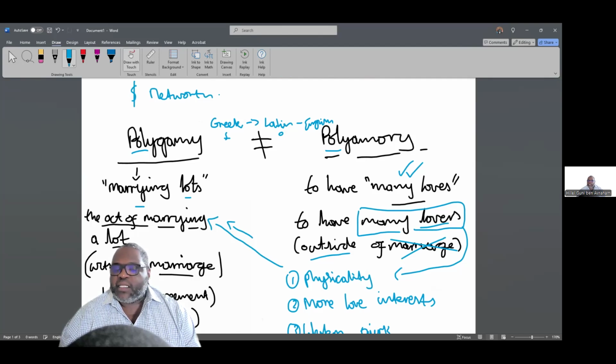Okay? Give her a percentage of your net worth. I don't know how much you're going to give her, but you need to give her a substantial amount because you've been using her as a wife all these years.